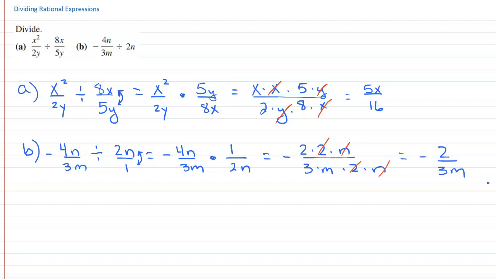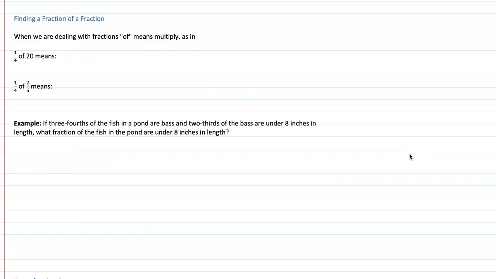Okay, so the next thing we're talking about is finding a fraction of a fraction. So this is just turning English into math. So 1/4 of 20 means 1/4 times 20. Okay, which a better way to write that would be 1/4 and use the dot so it doesn't look like an x, times 20 over 1.